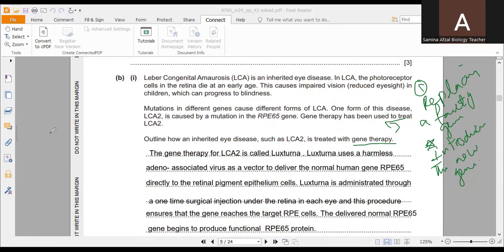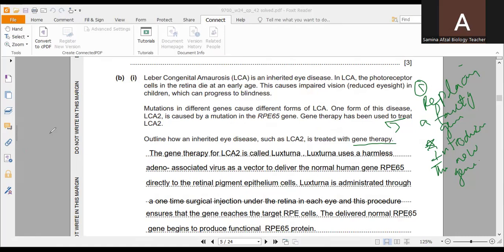So here I have already written the answer for you, because most of the students complain to me that your handwriting is not clear. So that is the reason I already typed it, and then I will explain the question.